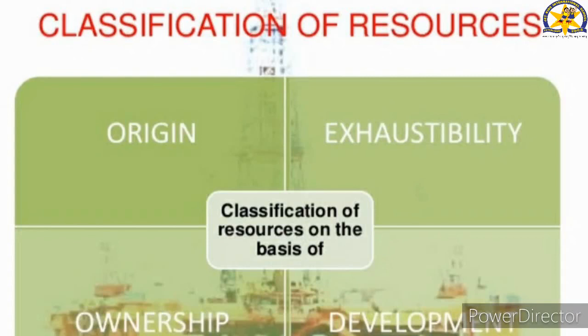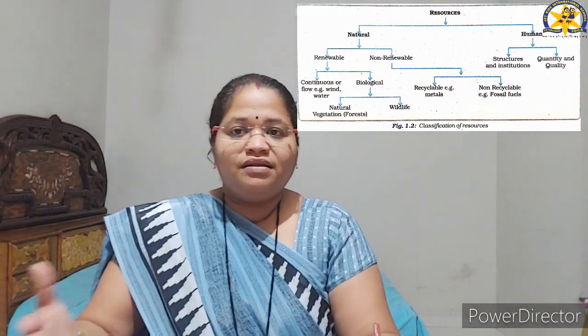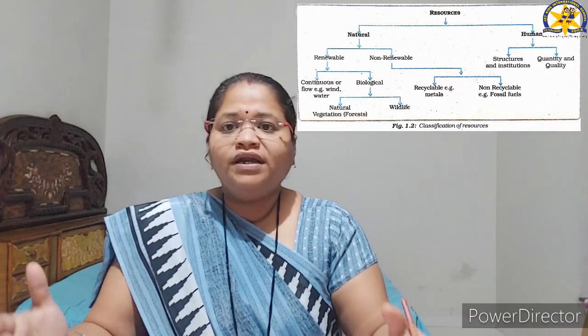Before talking about these resources, let's look at some very important points. Resources can be classified on the basis of their origin, exhaustibility, ownership and status of development. We'll look at these points in detail. But before that, go to figure 1.2, which gives you the classification of resources. The resources are of two types, natural and human. What does this mean?